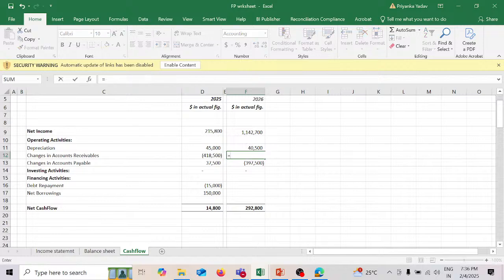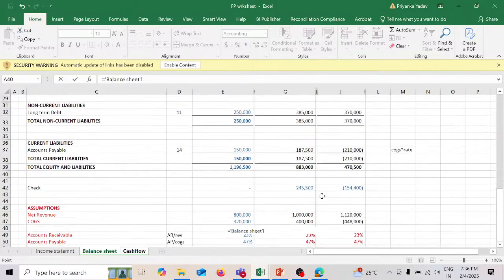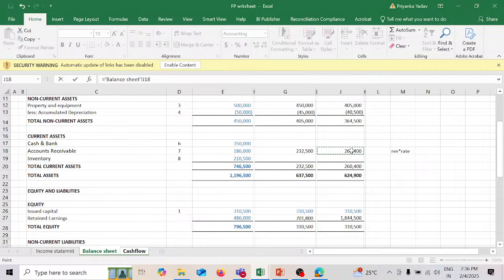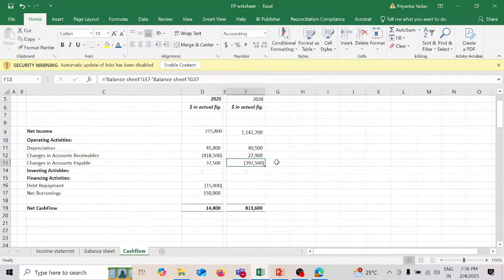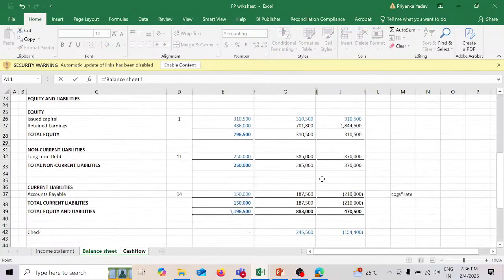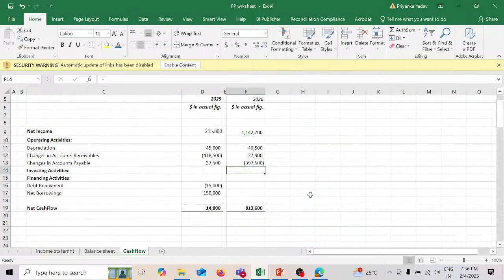So for 2026, again, from the balance sheet we'll find the figures. Changes in accounts receivable will be the current year minus the prior year. Changes in accounts payable, current year minus prior year.